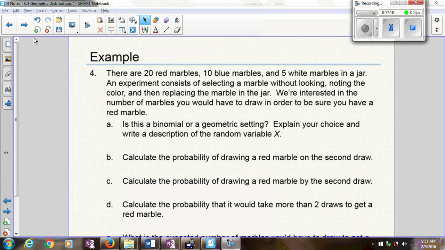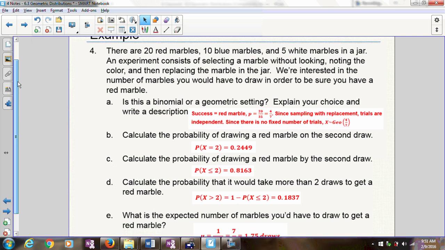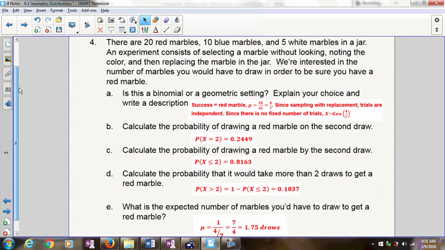Okay, I'm just going to run through the answers for number 4 and 5. I know it's kind of small. In number 4, you're given a jar with a lot of marbles in it. In fact, you have 35 marbles, 20 are red, 10 are blue, 5 are white. The experiment consists of selecting a marble without looking, noting the color, and then putting it back in the jar. We're interested in the number of marbles you would have to draw in order to be sure you have a red marble. This is going to be a geometric distribution.